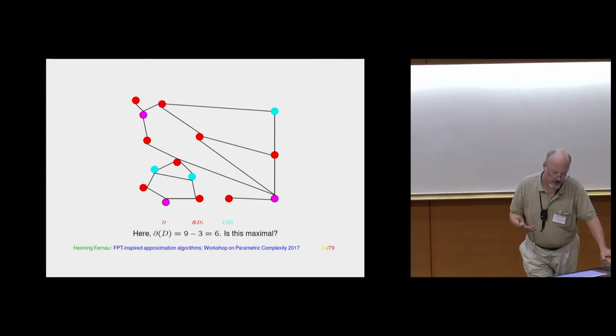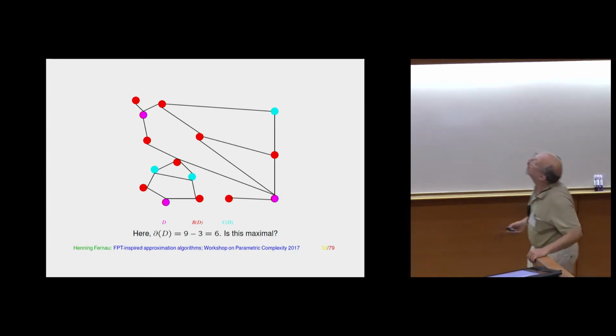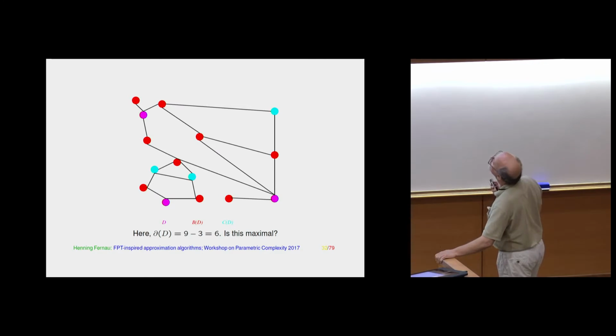I'm colorblind, sorry, I didn't know. I see. Sorry, there are 3 different colors up there. Yeah, sorry, there are these 3 pink.